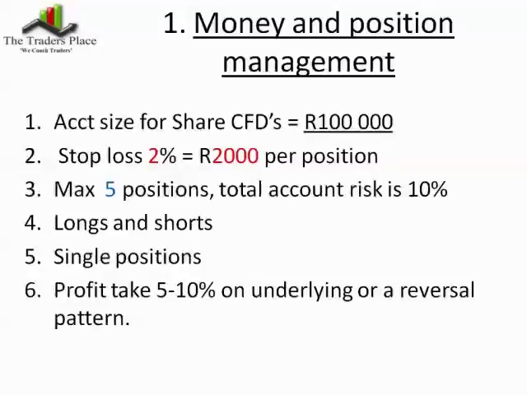For this particular system, I've just used an account size of 100,000 Rand, with a standard stop loss of 2%. You can use anything up to 3%, maybe even 5% at a push. In this example, it would be a 2,000 Rand stop loss per position. I've worked on a maximum of 5 positions, giving me a total account risk of 10% should all 5 trades fail. The idea is, out of 5 trades, one should work really well, one should fail really badly, and the others should stop loss out at a normal level.